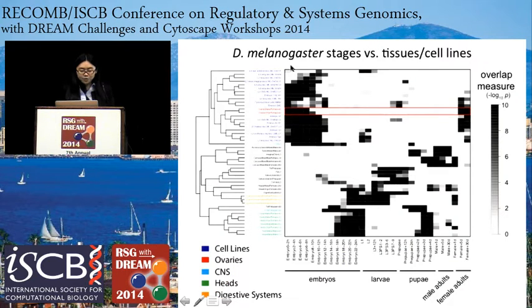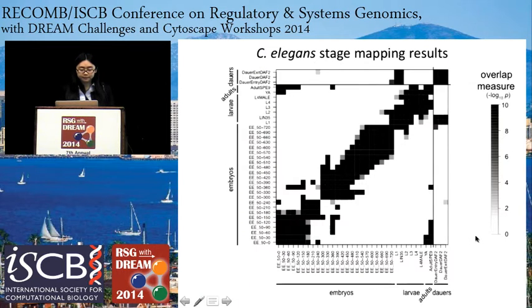So later, we compare the fly stages to the tissues and cell lines. The most interesting finding here is that the ovaries are mapped to early embryonic stages and female adults. Again, confirming that the maternal expressed genes are the key factors leading to the mapping between early embryonic stages and female adult stages. So we use the same approach to compare the stages within worm.